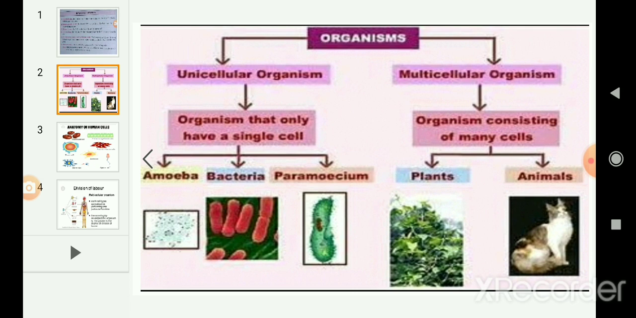For example, amoeba, paramecium, chlamydomonas, euglena, etc. These are some of the examples of single-celled organisms. And coming to next, multicellular organisms. Organisms which consist of more than one cell are called multicellular organisms. For example, plants, animals and humans. We also contain millions of cells in our body.